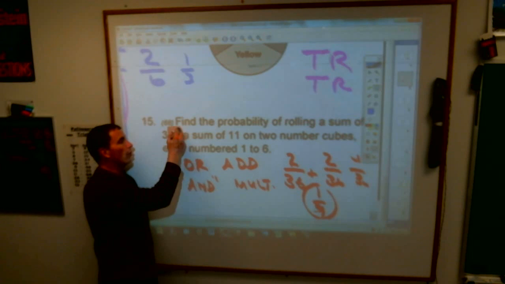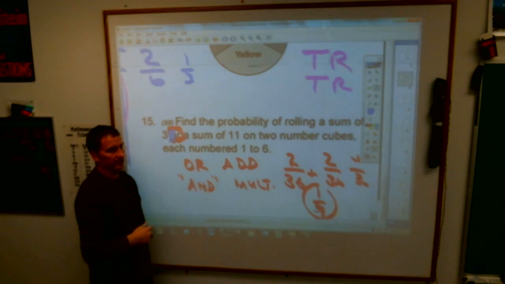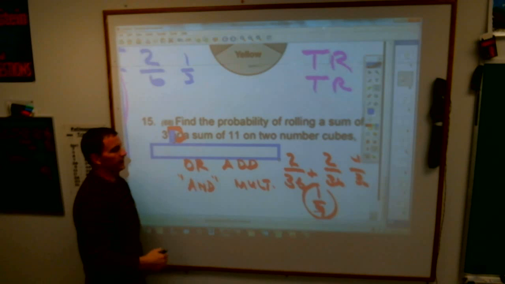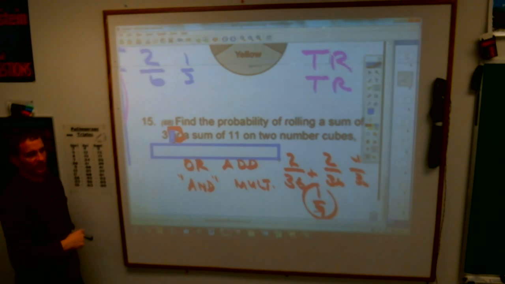Just remember, ors get added together, ands get multiplied. I'm going to do the rest using complete squares. Watch how this works.